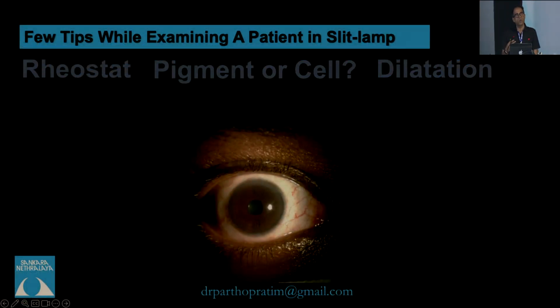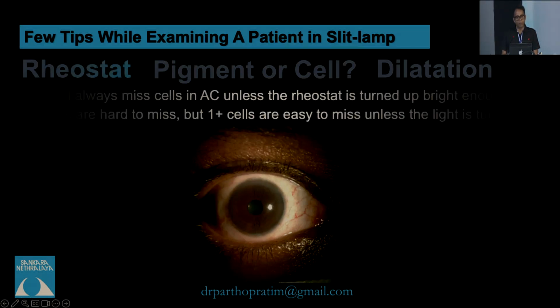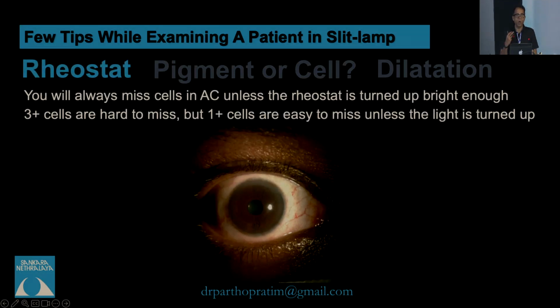Now, as a postgraduate student, when you examine a patient on the slit lamp in your outpatient department, there are three things I want to highlight. Number one is the rheostat. Sometimes what happens, you turn the rheostat very bright, thinking that you want to see the patient properly, and the patient is extremely photophobic and can't tolerate that. So immediately you turn down your rheostat, so your illumination comes down.